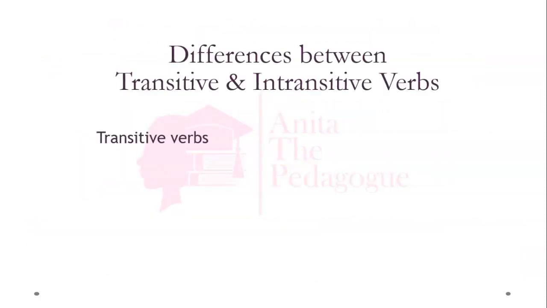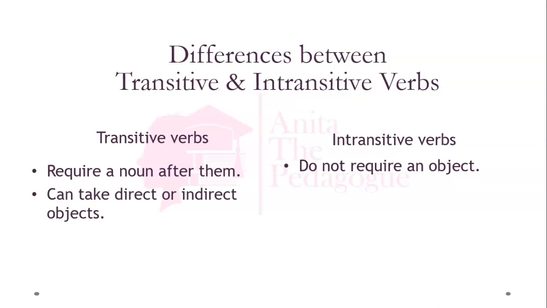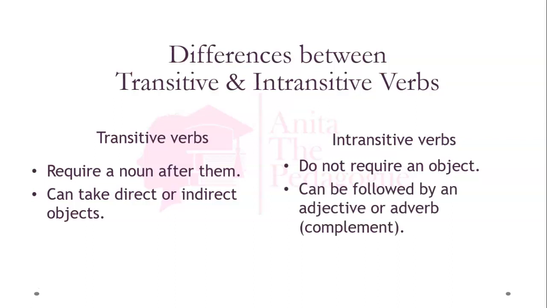Now let's move on and look at the difference between transitive and intransitive verbs. So for transitive verbs, always remember they require a noun after them. But intransitive verbs do not require an object or a noun. And 2, transitive verbs can take direct or indirect objects. But intransitive verbs can be followed by an adjective or adverb as complements, or even sometimes a preposition.